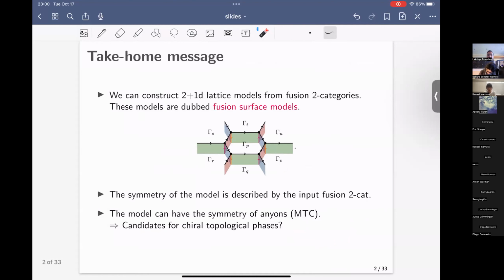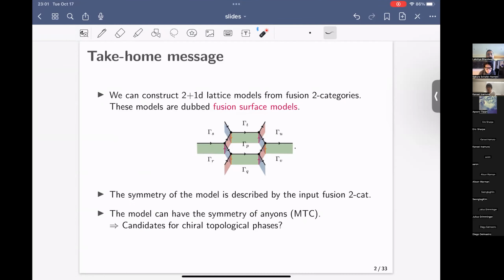So let me first summarize the main results of our paper. In our paper, we constructed a large family of 2+1 dimensional quantum lattice models by using the data of a fusion 2 category. So given a fusion 2 category, we can construct a lot of 2+1 dimensional lattice models from this fusion 2 category. And we call these models the fusion surface models.